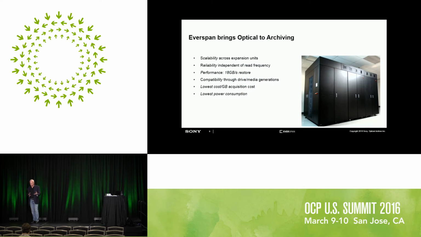So this is a base unit, what you see here. The base unit on the left side has what we call the drive unit. This is where the optical drives are. Then there is a robotic, and the robotic brings media to these drives. Now we have up to 64 drives. They can all run concurrently in parallel. And that leads then to a performance of 18 gigabytes per second. The acquisition cost of this system in cost per gigabyte is the lowest in the market. We can be better than tape and better than hard disk.